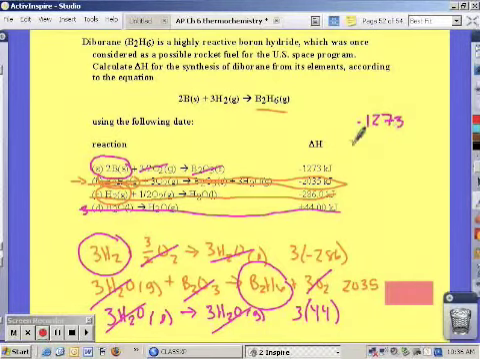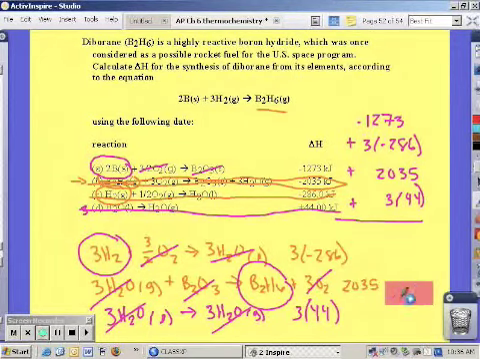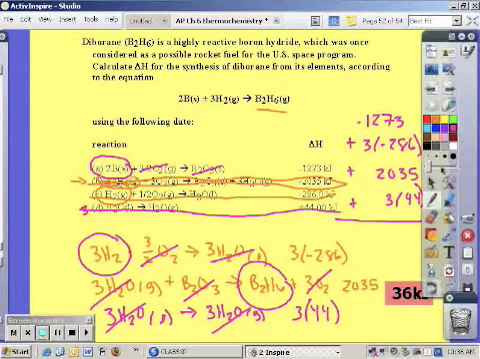And now I need to add up my delta H's. So I have negative 1273 plus 3 times 286 plus 2035 plus 3 times 44. And that gives me 36 kilojoules.